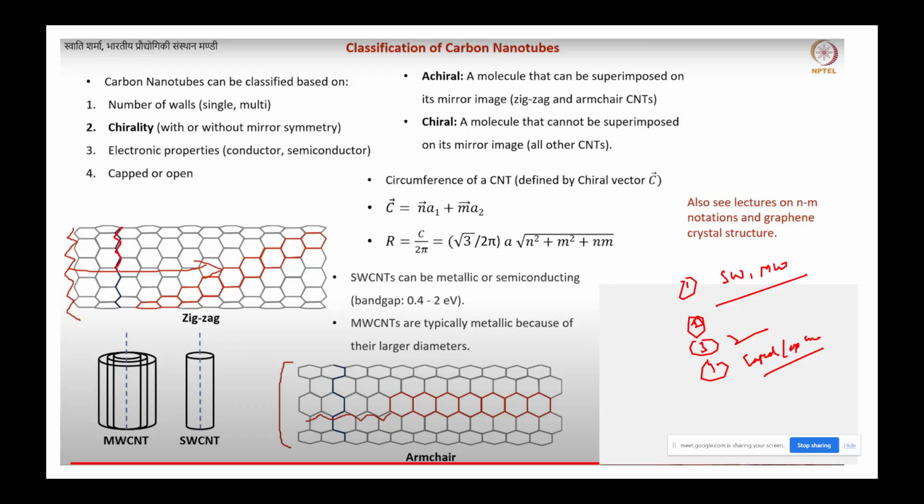So here in the zigzag you will mainly find this zigzag kind of shape. So this is your zigzag. Okay, this is your SW, single wall, and this is your multi wall. Here you can see a different wall. So this is your multi wall, this is your single wall CNT, multi wall CNT.